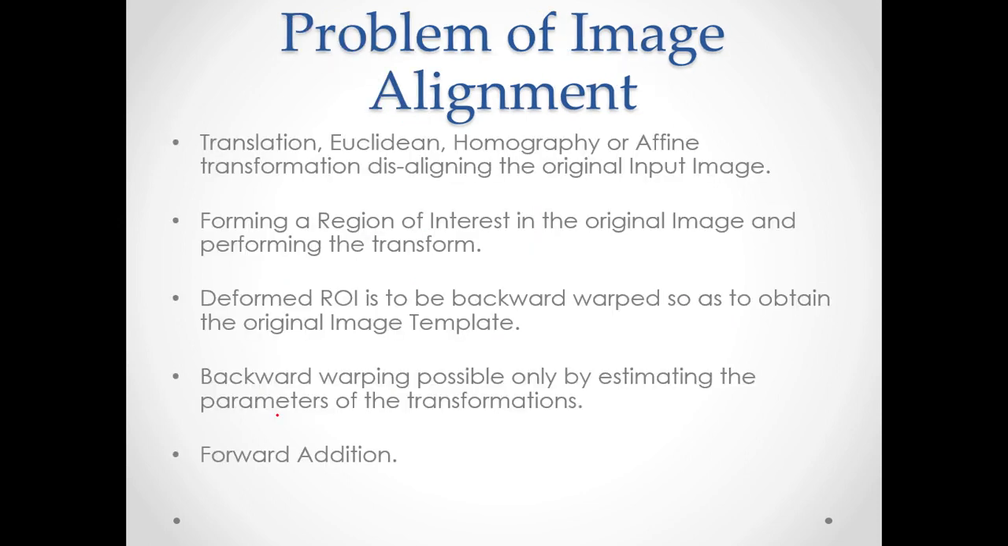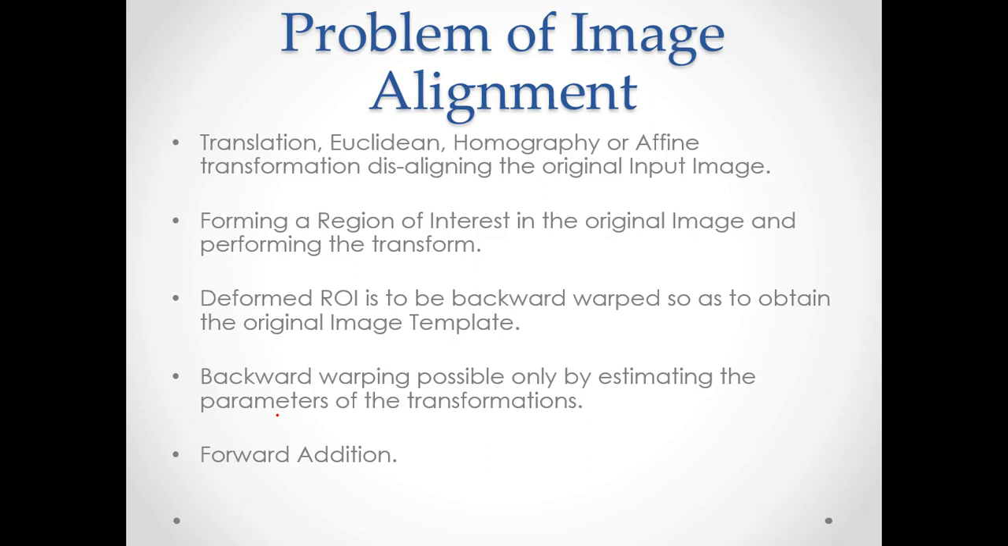Now, as I said, we have 4 sorts of geometric transformation. These are translation, Euclidean, homography, and affine. What these transformations are will be shown in the subsequent slide, or you can refer to the project report. These transformations are basically disaligning the original input image, and our objective is to use the image alignment image registration technique to get back the original image.